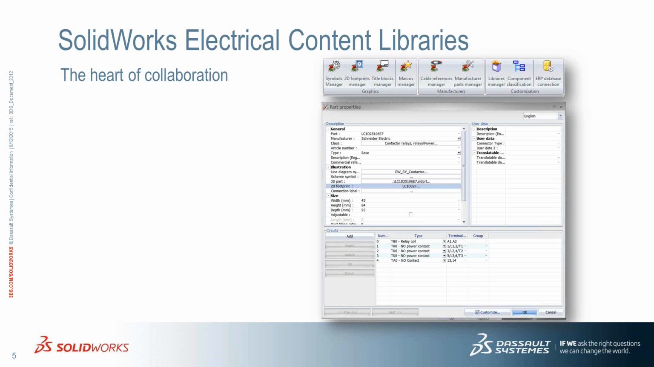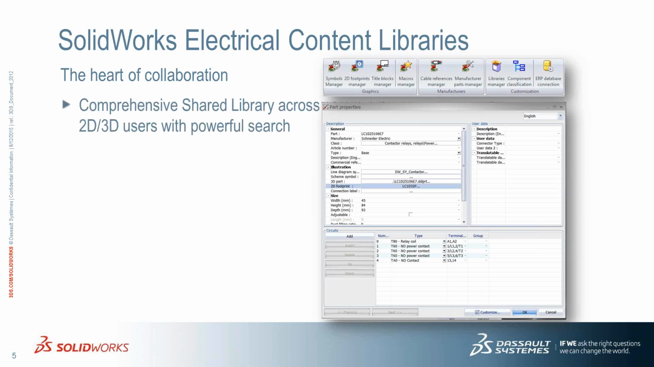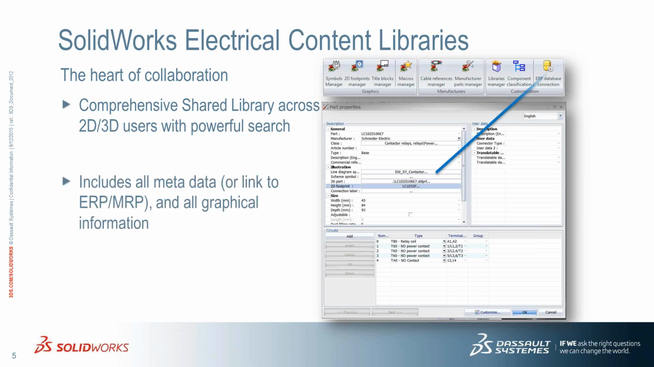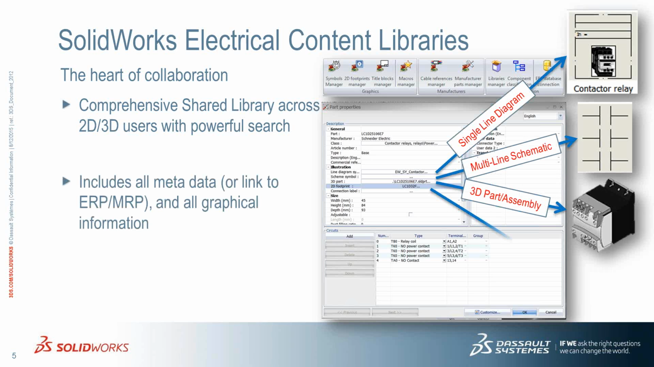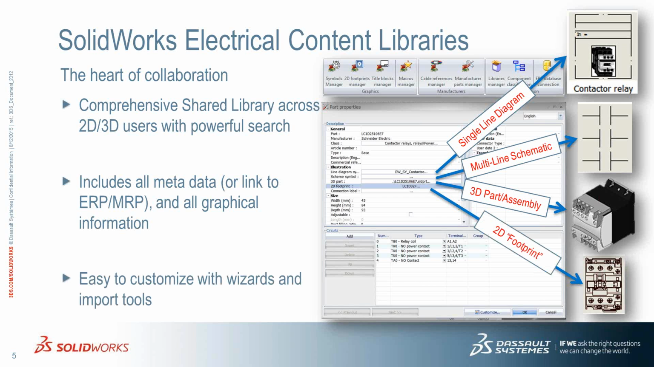Now, the collaboration of this tool, the heart of it, is in the library of SolidWorks Electrical. SolidWorks Electrical comes with a very large library of components, both 2D and 3D, that users can leverage. By using SolidWorks Electrical, you can determine your single line diagram, your multi-line schematic, your 3D part assembly, and your 2D footprint model as well. And you can customize all that very easily from the interface within SolidWorks Electrical.